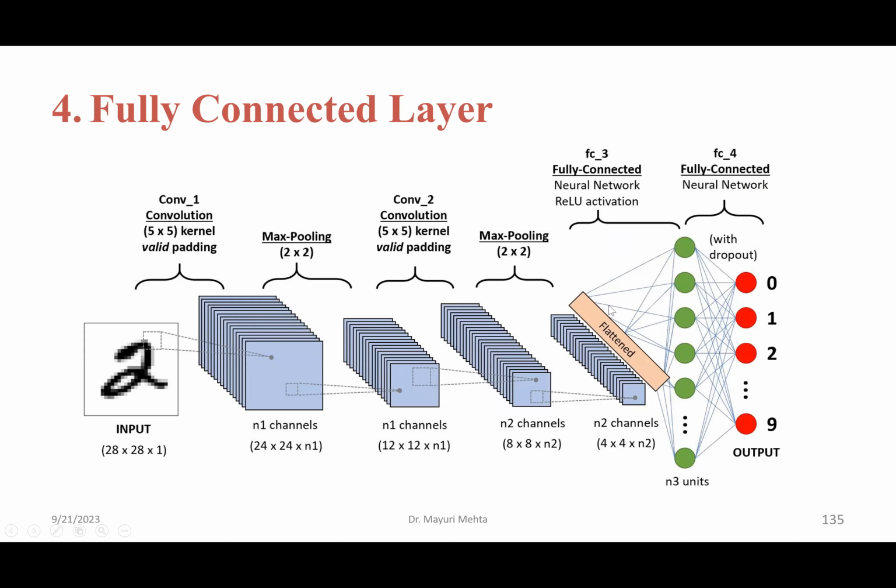Why do we flatten it? Can anyone let me know why we flatten it? We have a fully connected layer, we have a feed forward neural network as the last layer. So the output of the last max pooling layer of the last block is fed as input to the fully connected layer. So why do we need to convert this matrix into a vector? Any answer? You can unmute and let me know, or you can type a message.